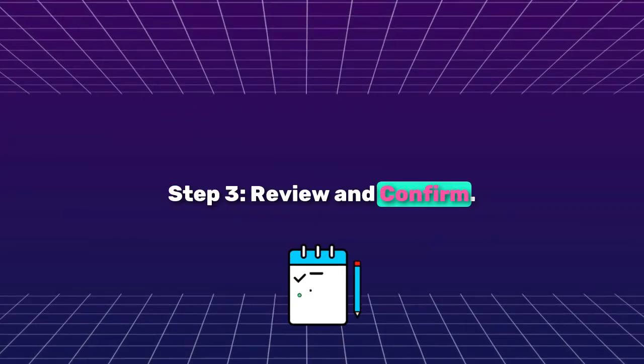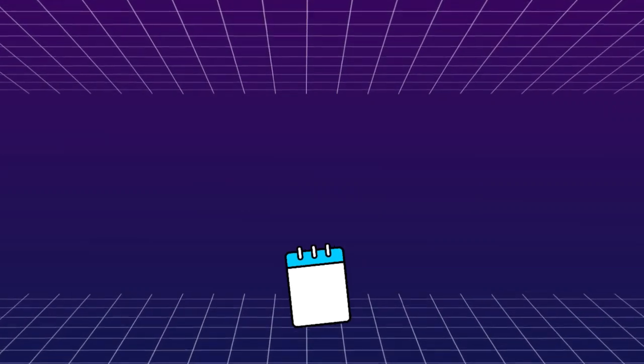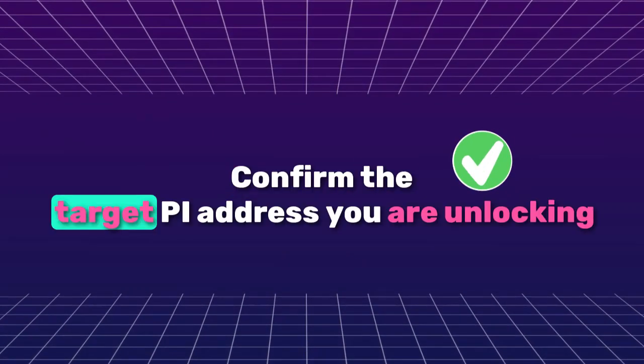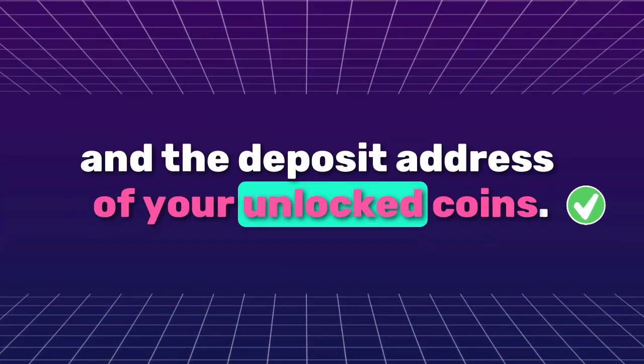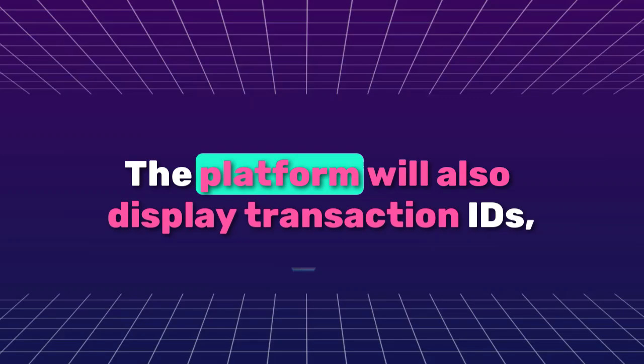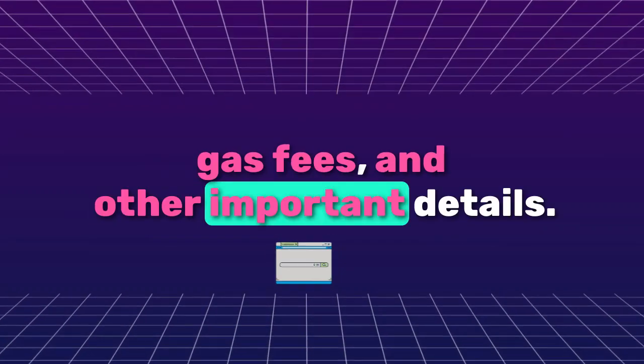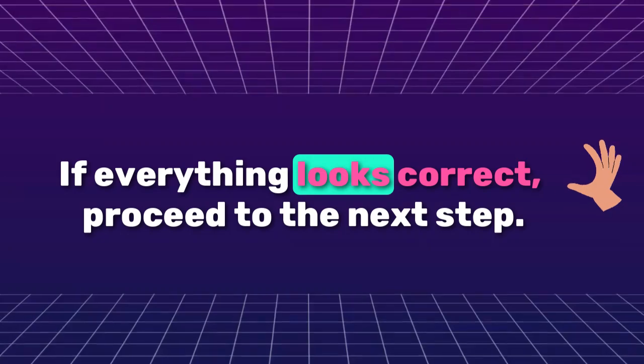Step 3. Review and confirm. Double-check the details carefully. Confirm the target Pi address you are unlocking and the deposit address of your unlocked coins. The platform will also display transaction IDs, gas fees, and other important details. If everything looks correct, proceed to the next step.